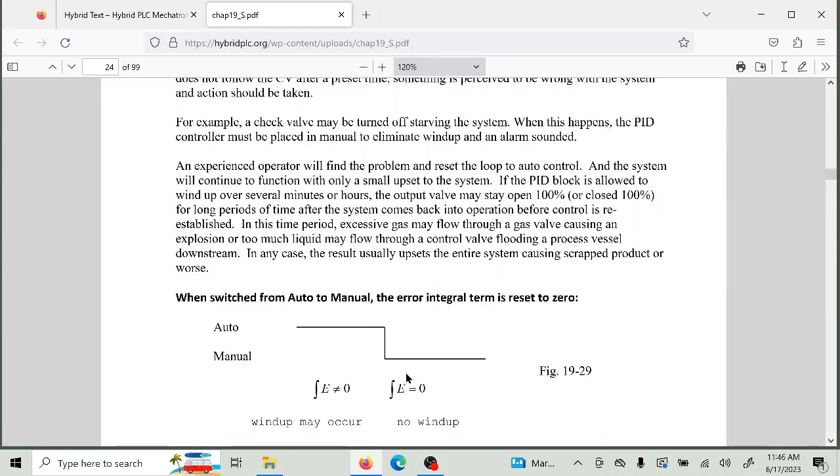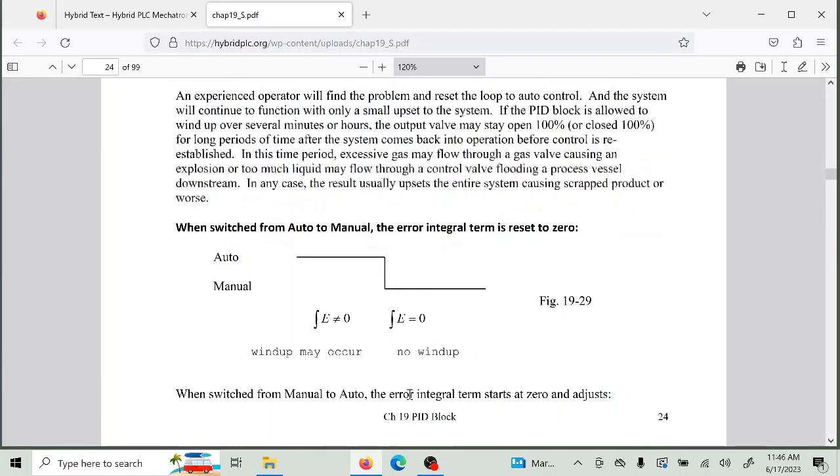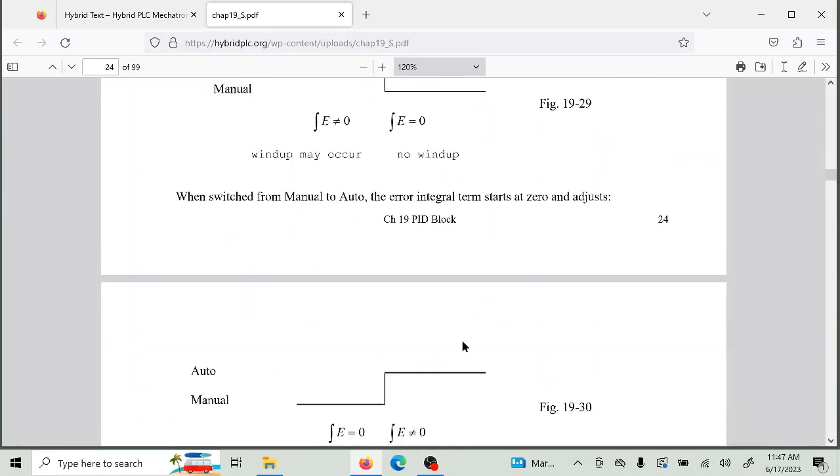So what you do in the program is you write a program that tells you to go to manual, and usually at that point in time, the integral of the error term is zeroed out. This is done automatically for you. You don't have to do this. The integral of the error term goes to zero if you go to manual. And that's on purpose, because you want to let the operator fix the problem and then go back to auto, and that's what he does.